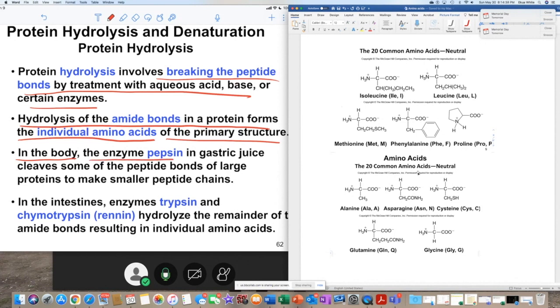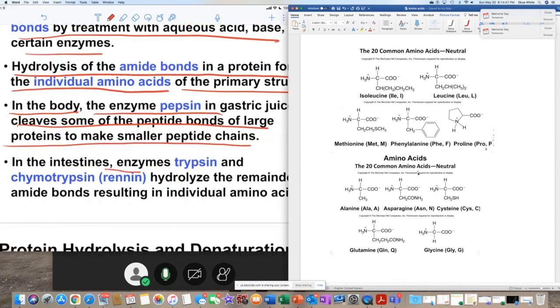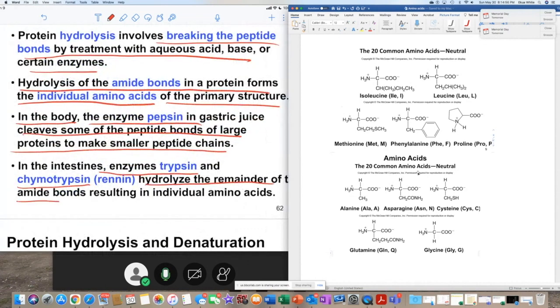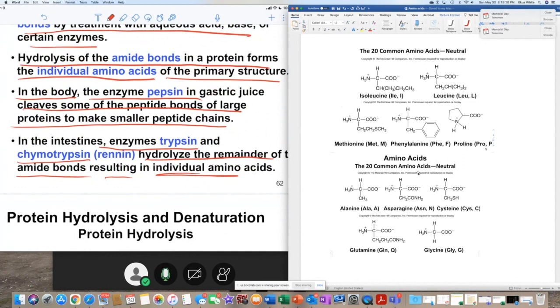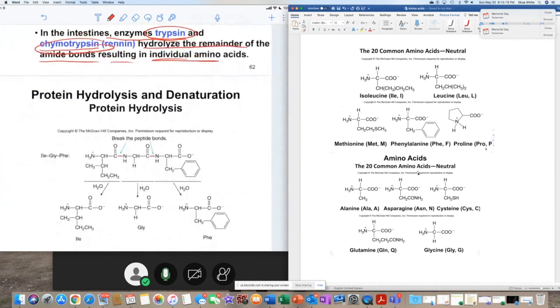So hydrolysis of amino acids in a protein forms individual amino acids of the primary structure. In the body, the enzyme pepsin in gastric juice cleaves some of the peptide bonds of large proteins to make smaller peptide chains. In the intestine, the enzymes trypsin and chymotrypsin, or called renin, man, I had to learn all this in biology, hydrolyze the remainder of the amide bonds, resulting in individual amino acids. Bottom line, protein is broken down in your body. It's broken down in your stomach and your intestines, okay, by different enzymes versus water and sulfuric acid. This time, sulfuric acid isn't present in your body, so enzymes have to be used in its place. Okay, moving on.